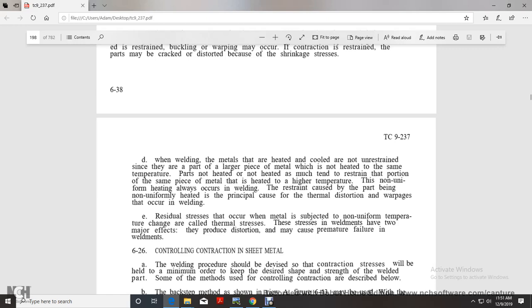Residual stress occurs when the metal is subject to non-uniform temperature. The thermal stress of welding has two major effects: it produces distortion and may cause premature failure in weldments.